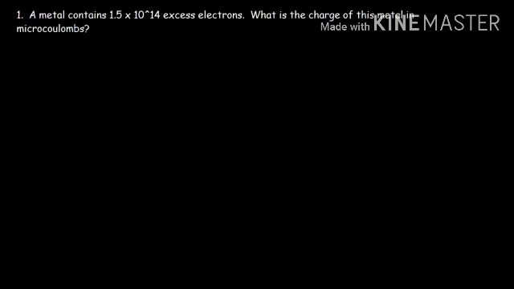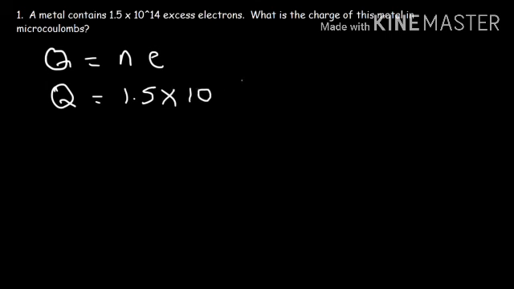So just some things to know. Number 1, a metal contains 1.5 times 10 to the 14 excess electrons. What is the charge of this metal in microcoulombs? Well, Q is equal to N times E. So let's find Q. N represents the number of electrons. That's 1.5 times 10 to the 14 excess electrons. And E is the charge per electron.